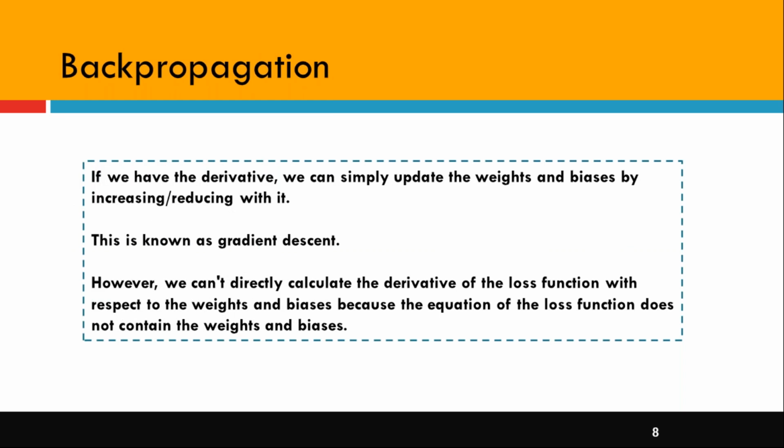However, we cannot directly calculate the derivative of the loss function with respect to the weights and biases, because the equation of the loss function does not contain the weights and biases. We need the chain rule to help us calculate it. When it comes to a library like Keras, it takes care of gradient descent for us without requiring us to work out the chain rule from scratch. So okay, let's dive into the inner workings of how the weights are updated with a working example in the next video.